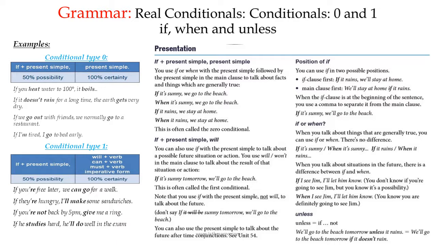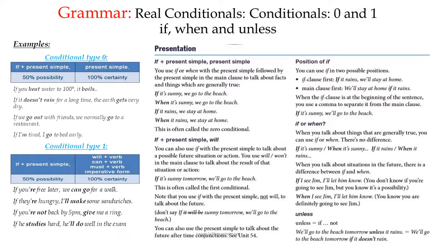Conditional type 1, the rule or the form is if plus present simple, comma, plus either will plus verb, or can plus verb, or must plus verb, or the imperative form. If you are free later, we can go for a walk. So this is if plus can plus verb. If they are hungry, I'll make some sandwiches. So here, if plus will plus verb in the infinitive, of course.